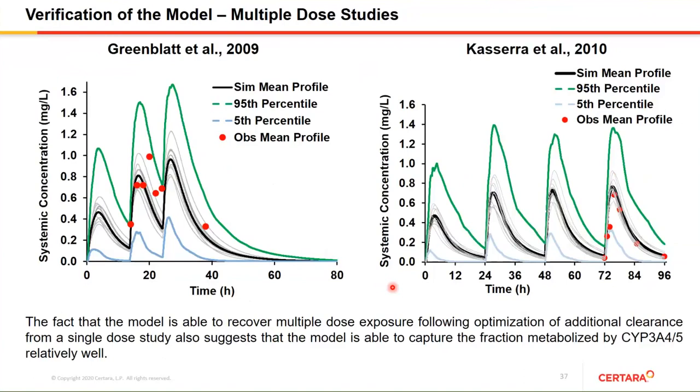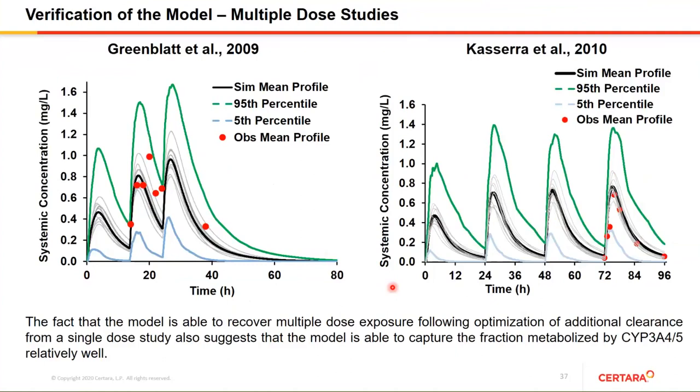So we are relatively well capturing the fraction metabolized by CYP3A4 and 5, because on multiple administration, CYP3A4 is inhibited, and this additional clearance takes over, which is clearing the drug. So the contribution of CYP3A4 and 5, the fraction metabolized by CYP3A4 and 5, is quite well captured.